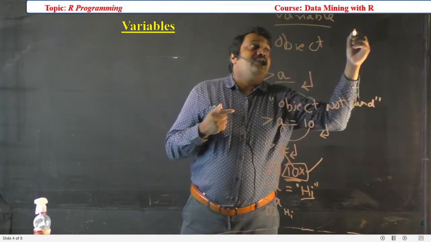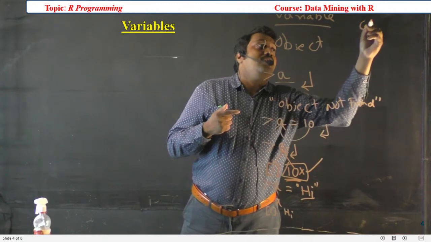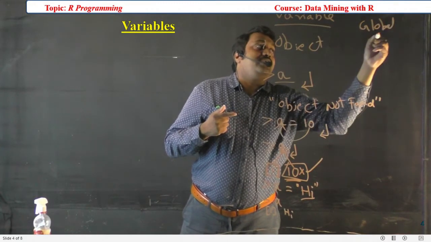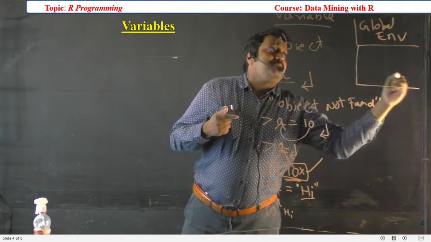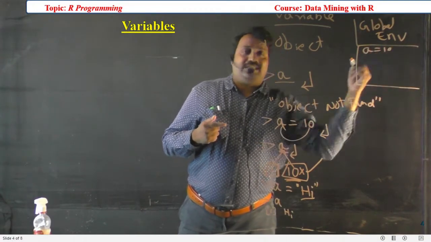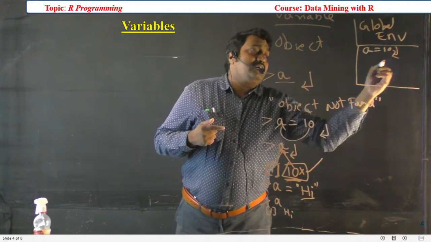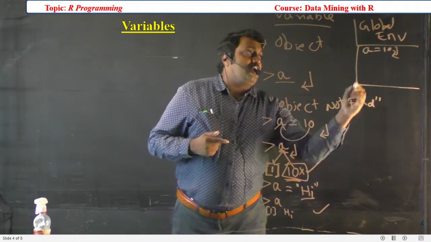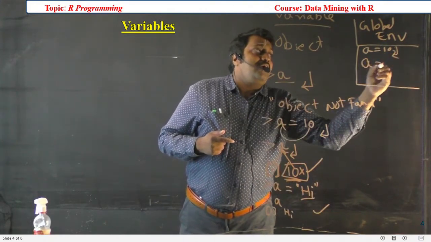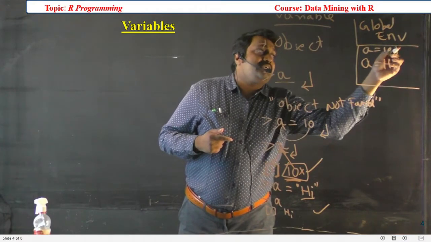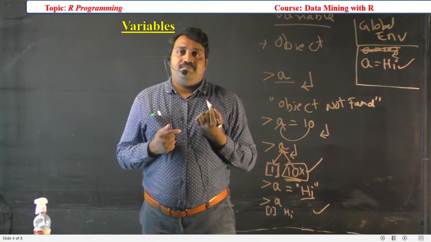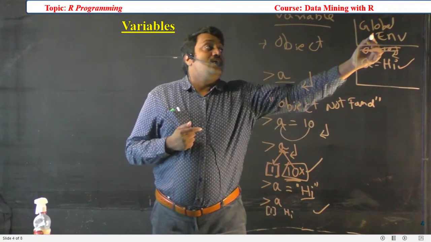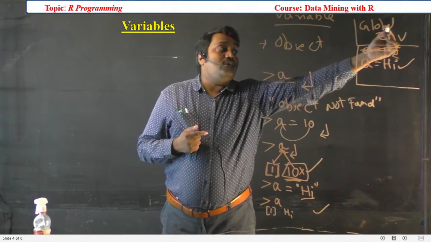As I said, the third frame is the global environment. At this location we can observe that previously A equal 10 is showing like this. When I am executing this third statement, then automatically A equals "hi". That means the old value is overridden and A is updated with "hi". That is the advantage of visualizing or viewing the global environment.